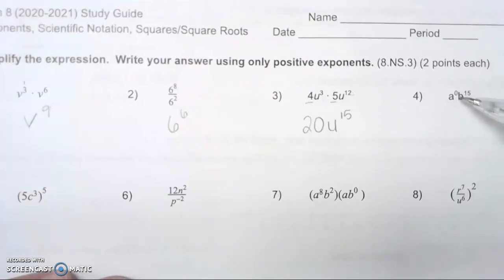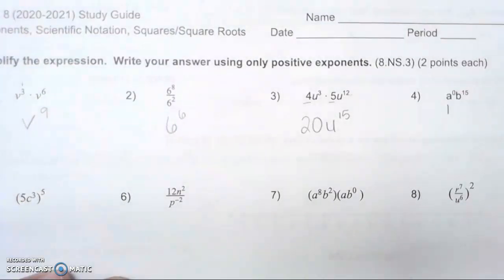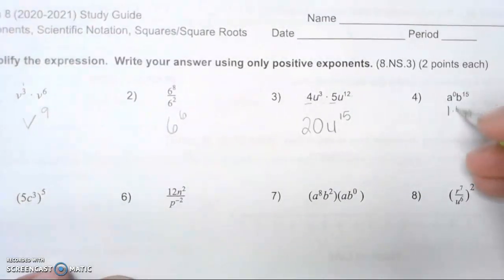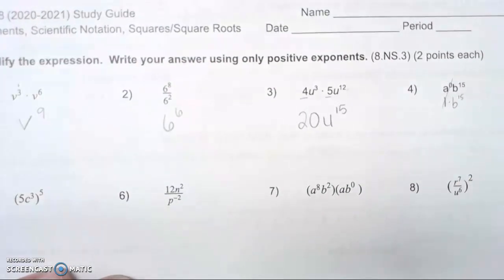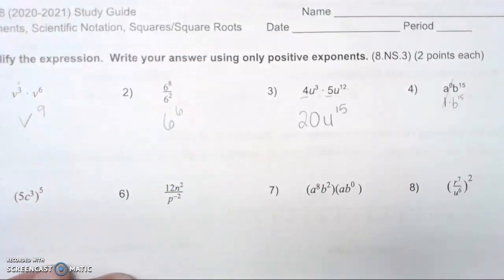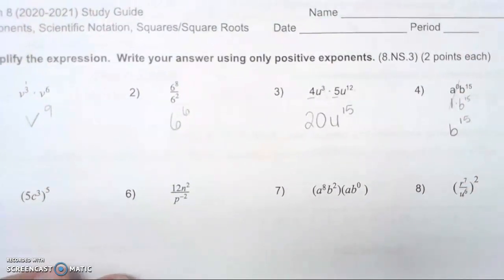Number 4, remember anything to the 0 power is just equal to 1. So in this case, a to the 0 is equal to 1. And then you're still left with a b to the 15th. So you could leave this as your answer, or since a to the 0 is just 1, it technically cancels out since anything times 1 is just whatever you have left. So in this case, number 4 should just be b to the 15th.